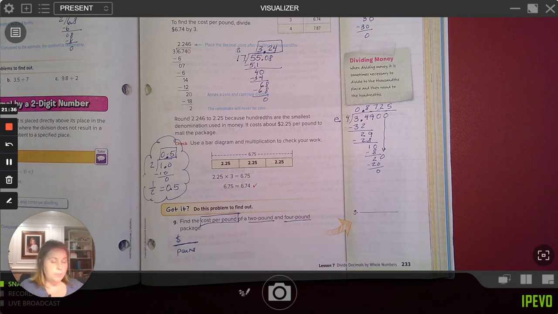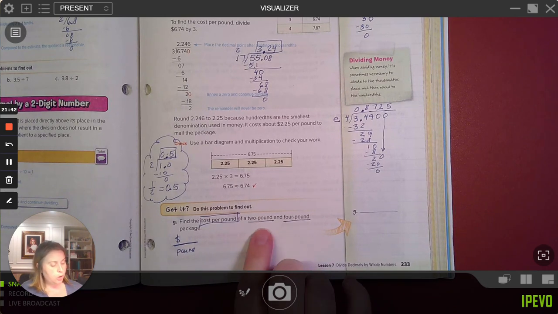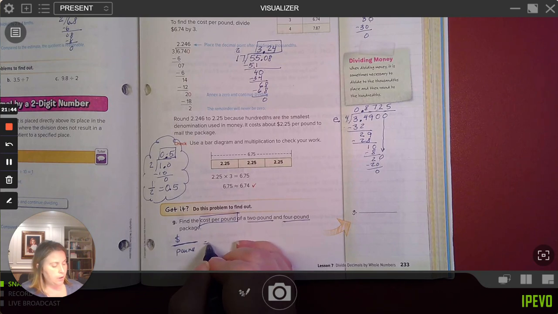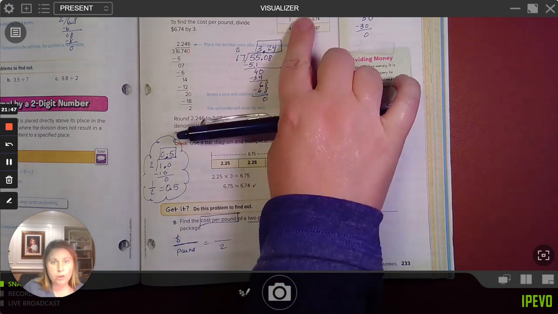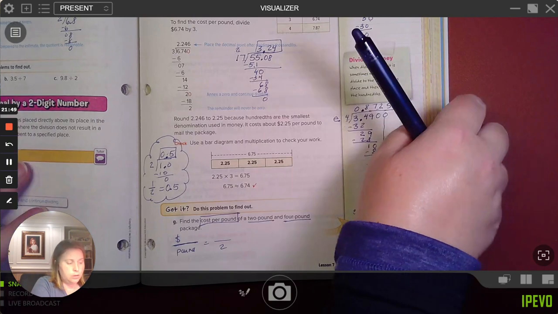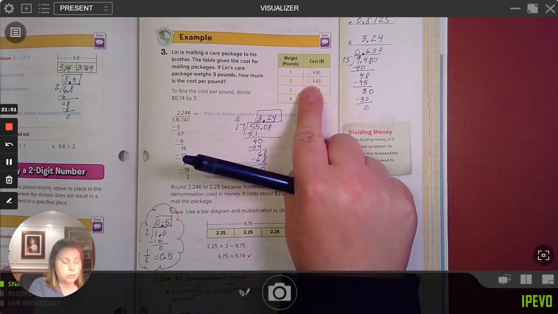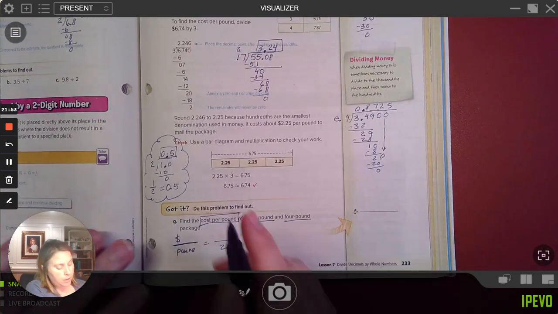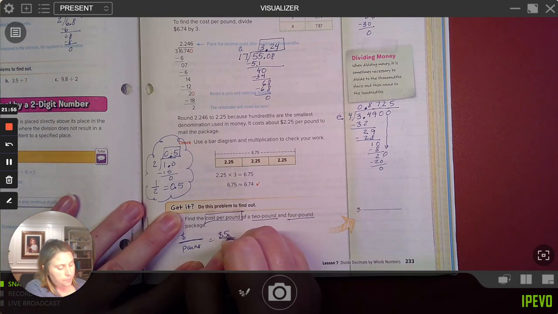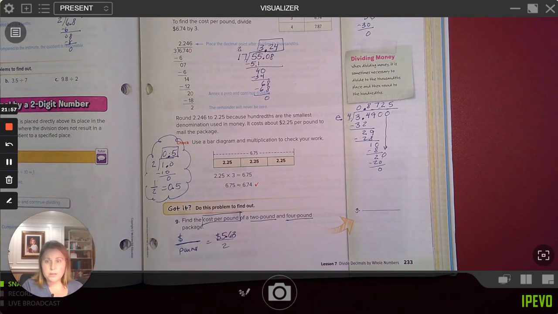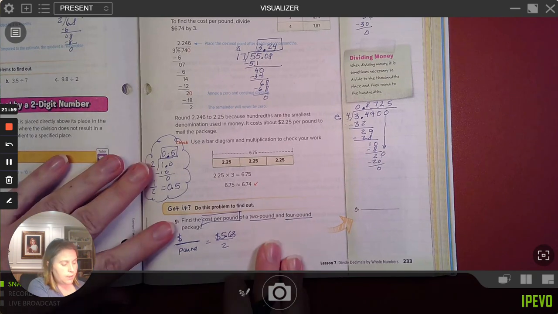Okay, so cost per pound is always going to be dollars per pound. So 2-pound package, so where does the 2 go? It goes in the denominator. And how much did that 2-pound package cost? I look at the table, $5.63. So this is going to be $5.63 divided by 2. So I'm going to squeeze that in way down here.